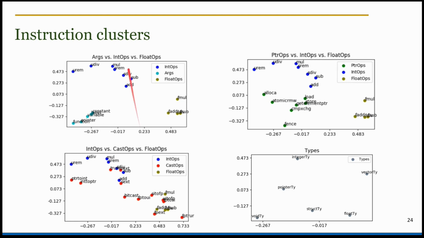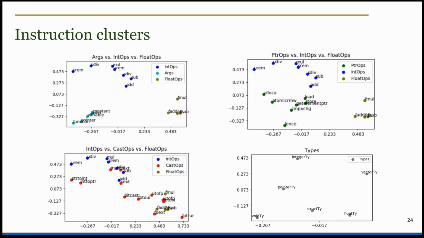What we observe here is that these are all floating point operations, these are all integer operations, and these are all arguments. What it means is that all the floating point operations get a similar representation. They are put close together, and all the integer operations are fairly close together. An interesting case is here, where we have a look at casting operations. As we know, LLVM IR contains integer-based casting operators and floating point-based casting operators.